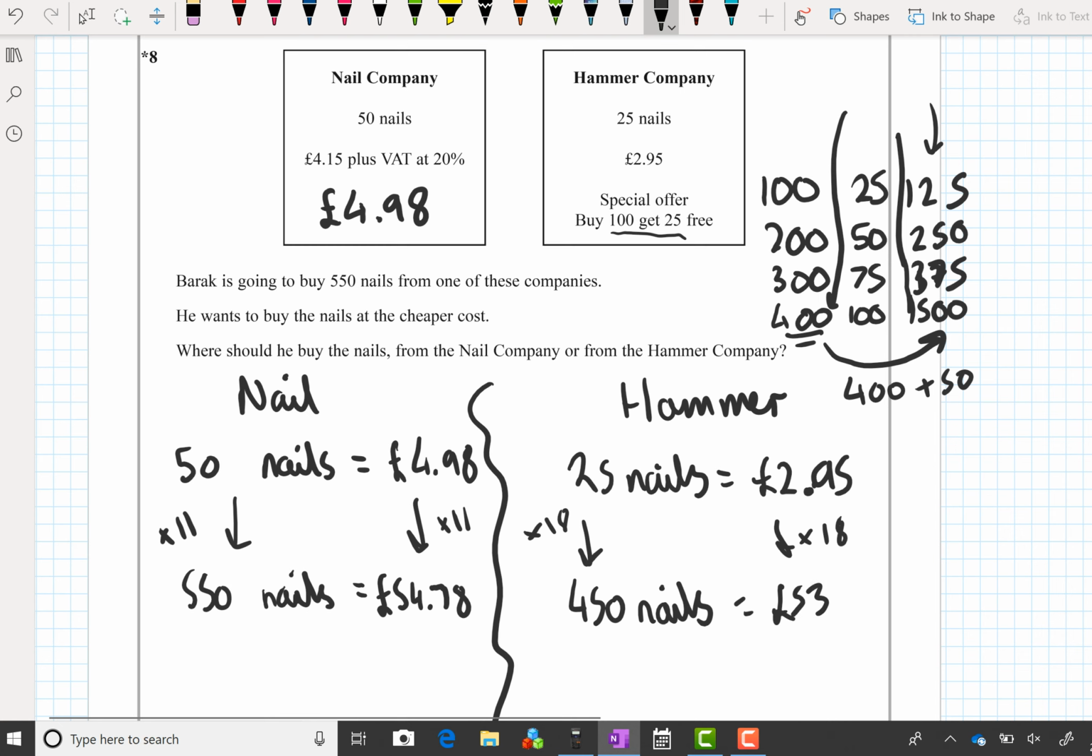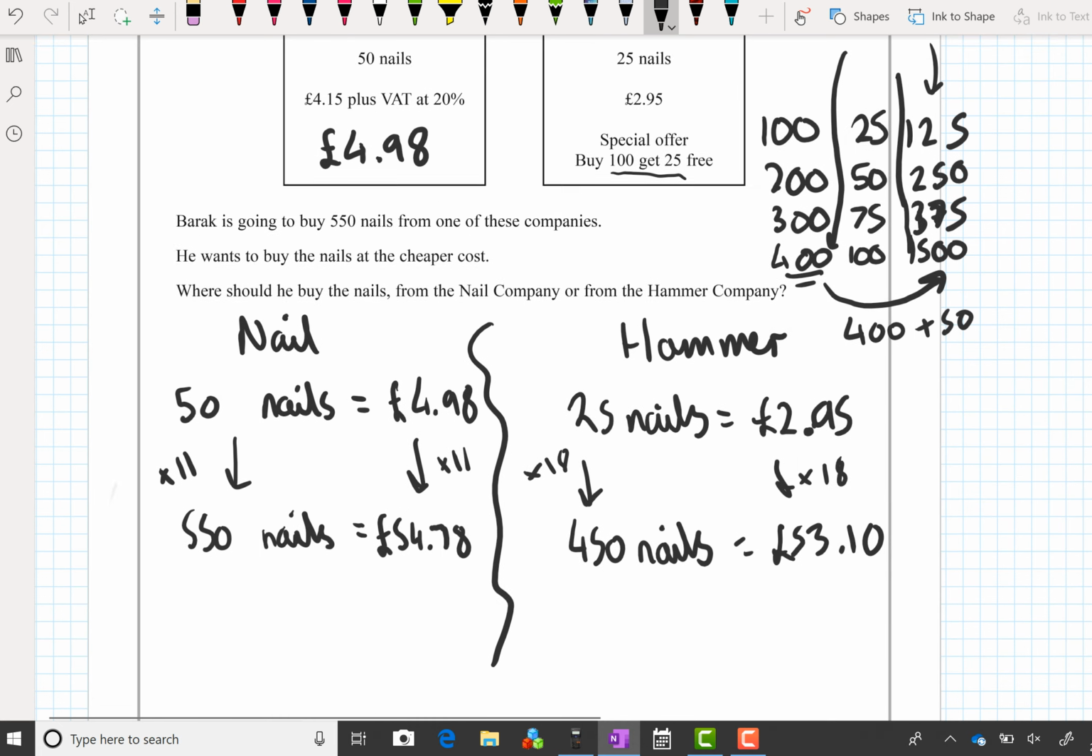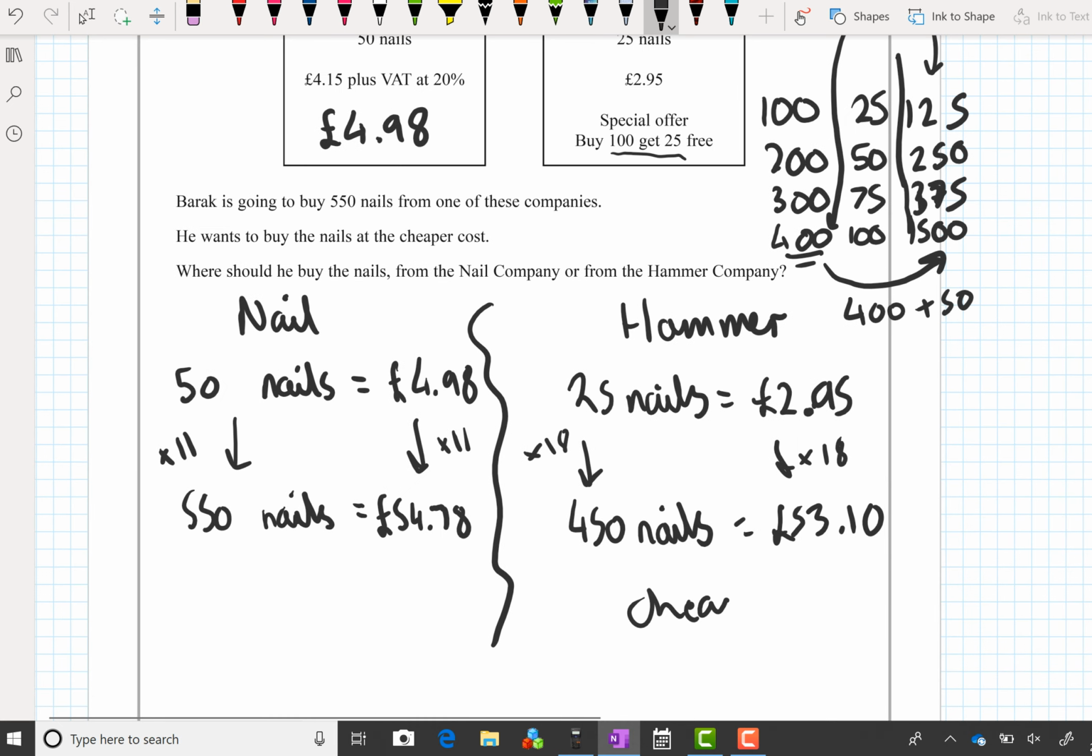Right, so it's going to cost you £54.78p from the nail company, from the hammer company. Ironically, the one which does not have a nail in the title is cheaper. 550 nails will cost you a price of £53.10p, which is cheaper. So we are going with the hammer company.